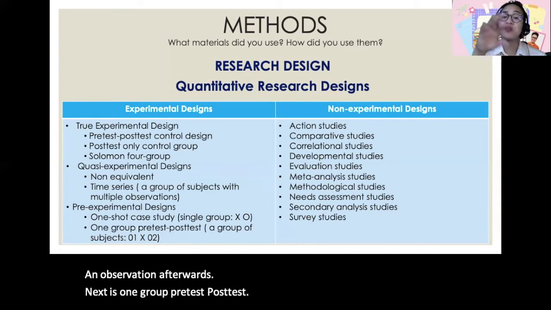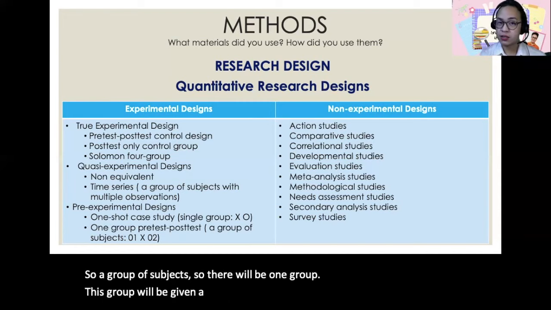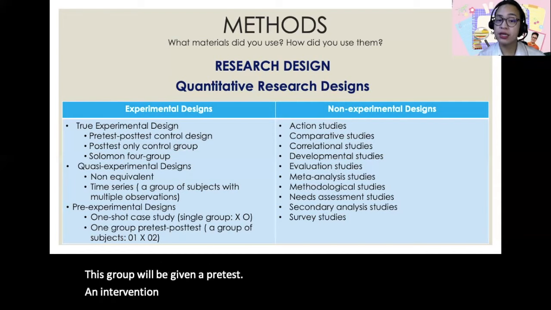Next is one group pre-test, post-test. So a group of subjects, so there will be one group. This group will be given a pre-test, an intervention or treatment, and a post-test. Again, there will be no random selection.